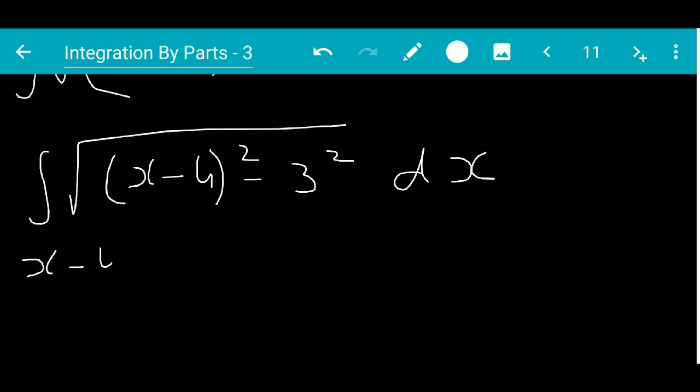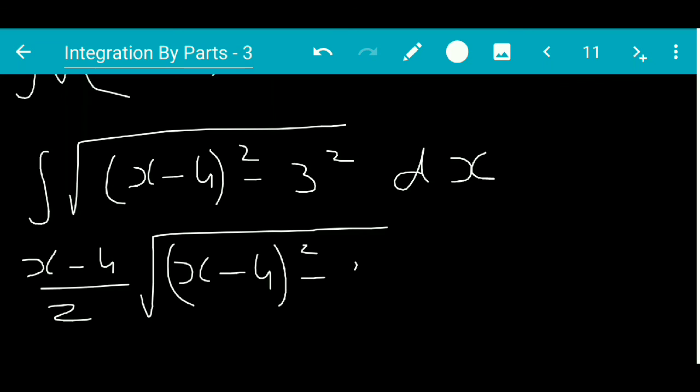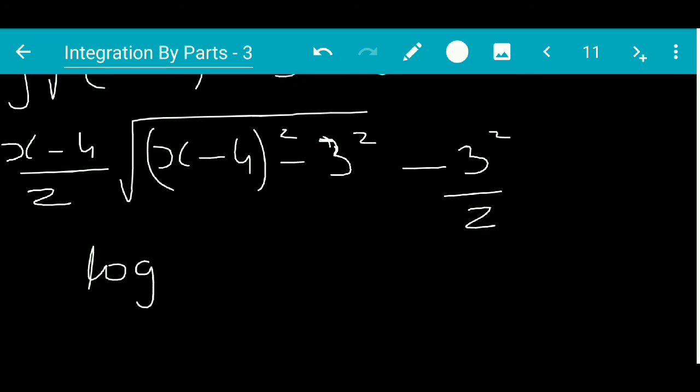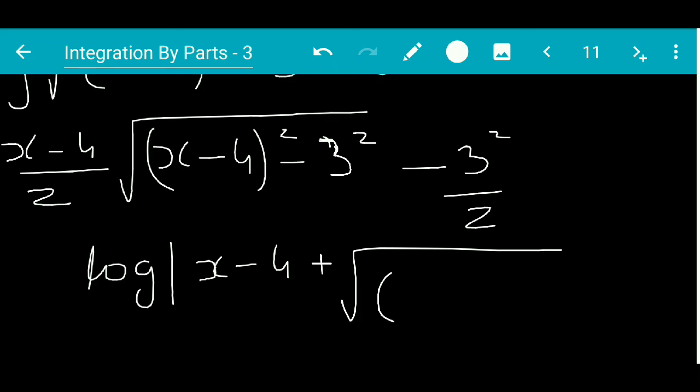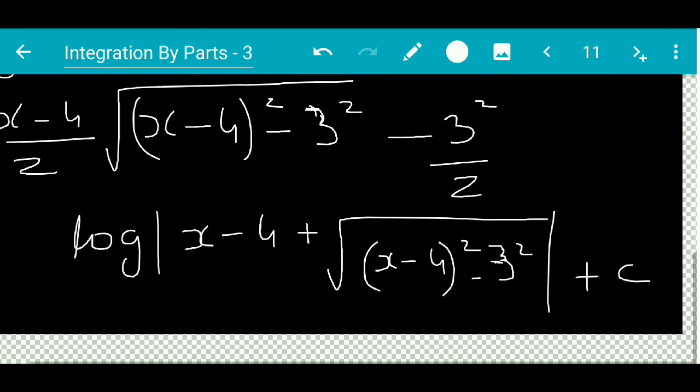So we write x minus 4 upon 2 root of x minus 4 the whole square minus 3 square, that is x square minus a square becomes x minus 4 the whole square minus 3 square, and there is a minus sign if you remember in the formula, a square upon 2 which is 3 square upon 2 into log mod of x minus 4, that is x plus root of x square minus a square, that is x minus 4 plus root of x minus 4 square minus 3 square, plus c.